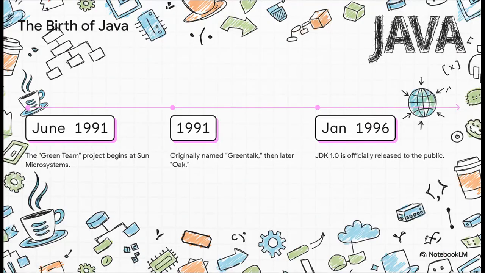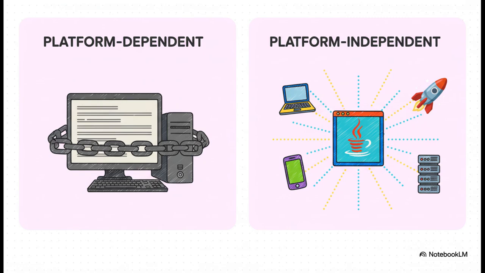It all kicked off in June 1991. A small, scrappy team of engineers at Sun, nicknamed the Green Team, started this project. Their creation went through a couple of names. First, Green Talk, then Oak. Kind of cool, right? But the real game changer, the moment everything clicked, was 1996. That's when they released the Java Development Kit 1.0. And just like that, this language that was originally meant for TVs found its true purpose, powering the wild, growing world of the internet.